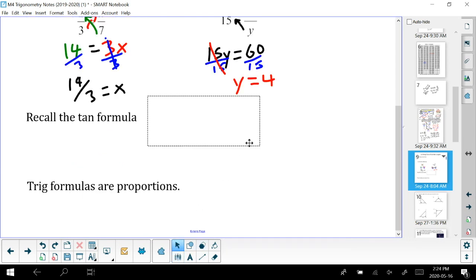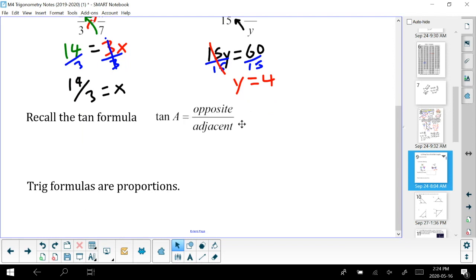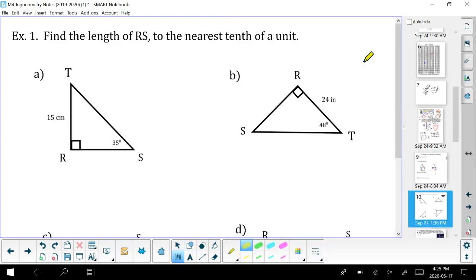So again, just to recap, our tangent ratio was the tangent of angle A is equal to the opposite over the adjacent side. If we're given an angle and one of these two sides, we can find the opposite side or the adjacent side as well. So in these next few examples, we're going to use the tangent ratio to help us find an unknown side of a triangle. In this case, we're going to look for the length of RS to the nearest tenth of a unit, so to the nearest 1 decimal place.